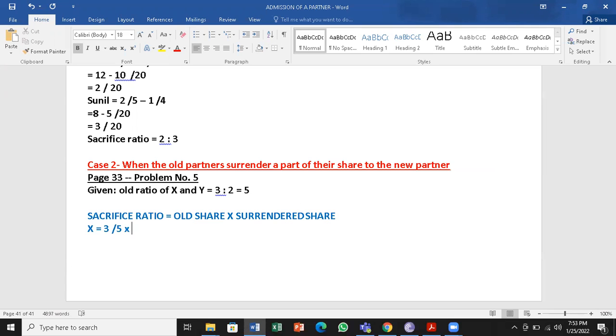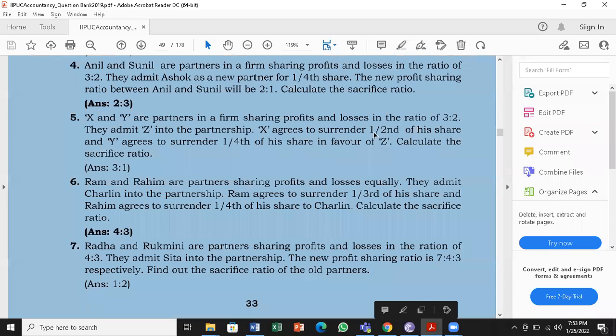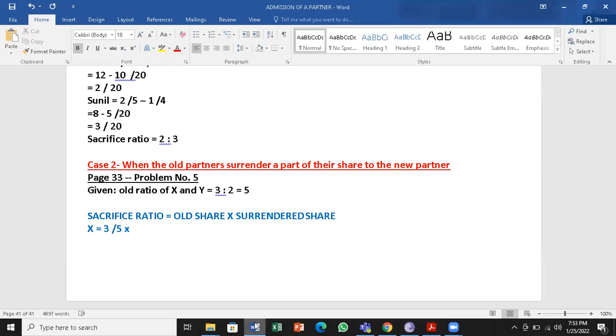Multiplied by surrendered share. So how much X agrees to surrender? That is 1/2, the surrender value. So 3/10 multiplied by 1/2. How will you calculate that? Numerator into numerator, denominator into denominator. So 3 into 1 is 3, 5 into 2 is 10. So 3 by 10.